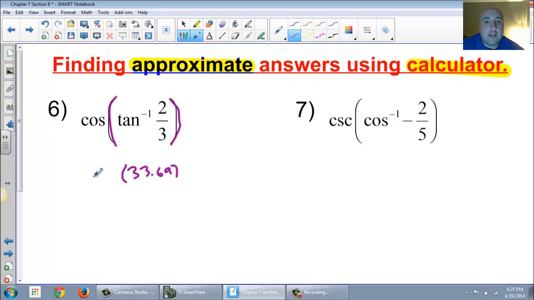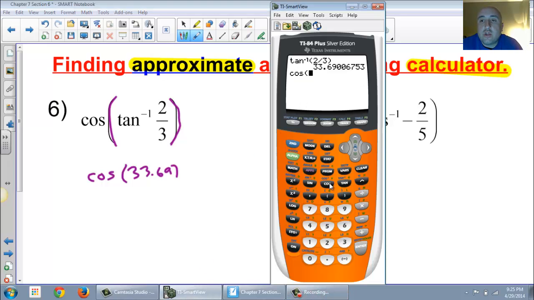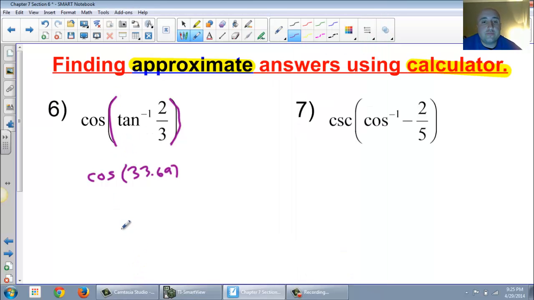So this parentheses is equal to 33.69. And now what does it want the answer of? Now it wants the cosine of 33.69. So I'm going to go back. Cosine of 33.69 has an answer of 0.832. There's my approximate answer. Decimals are approximates.